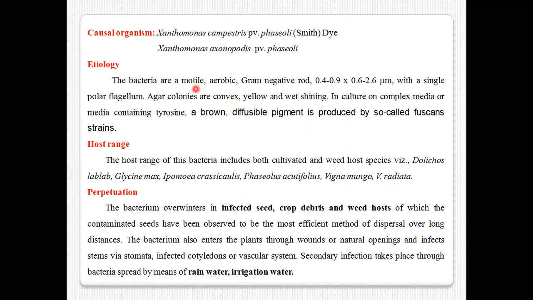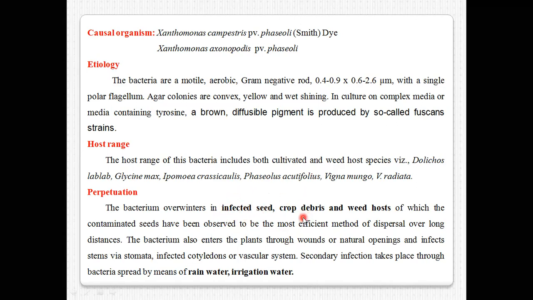So this Xanthomonas is a motile, aerobic, gram negative bacterium, generally seen with a single flagellum. Then this bacteria has a wide host range, means in the absence of the main host crop, the bean crop, these bacteria are also seen on the weed hosts present in the fields. Primary infection takes place through infected seeds. Contaminated seeds have been observed to be the most efficient means of dispersal over long distances.